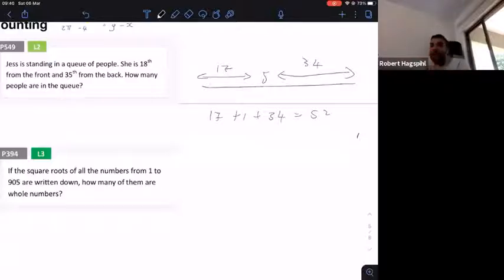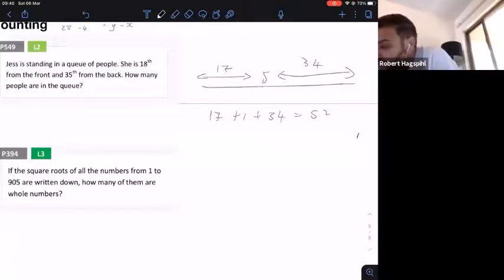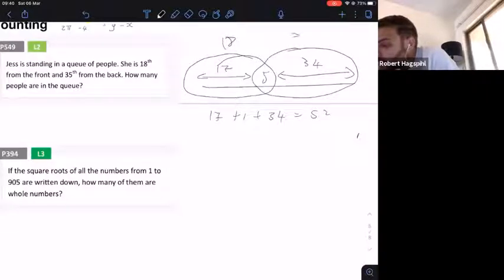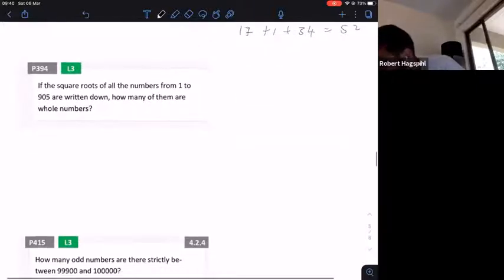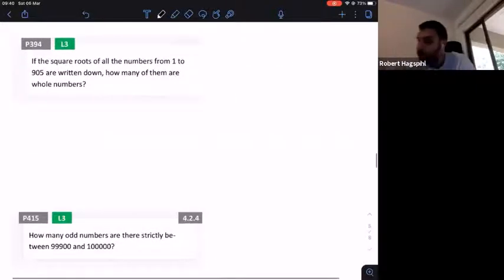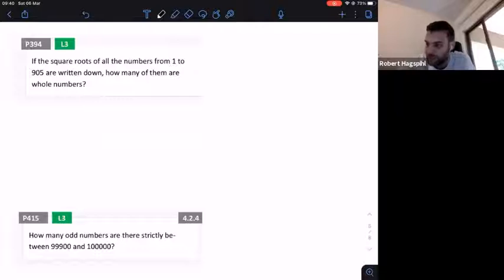Alternatively, you could have said this is 18 and this is 35. But what have I done? I've double counted Jess. And so I need to subtract one. So if you go left and right and add Jess, or you do everything and subtract Jess because you've double counted Jess, either one of those is cool. But again, you have to be very careful with these questions.